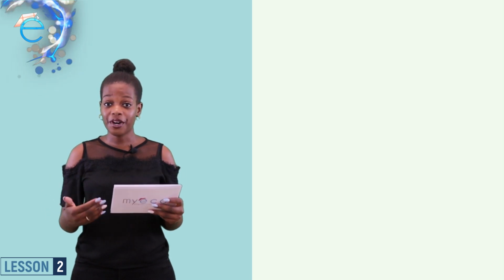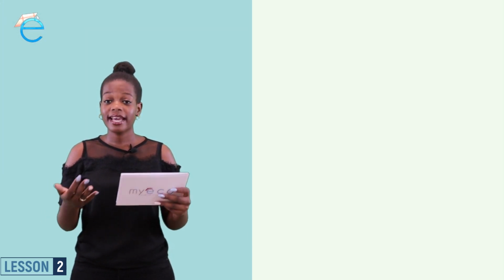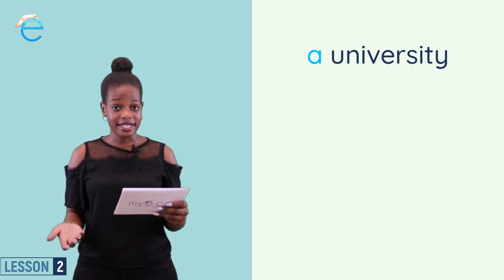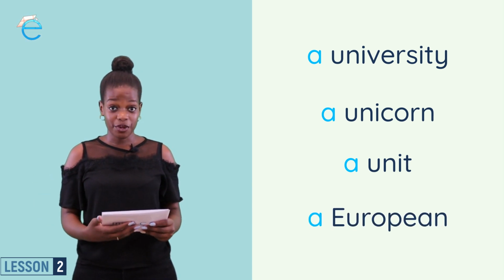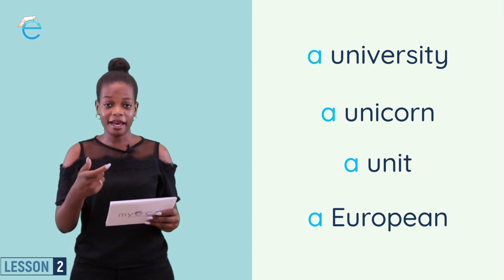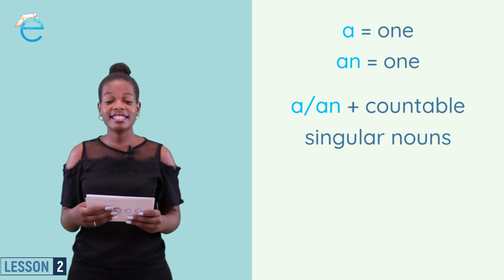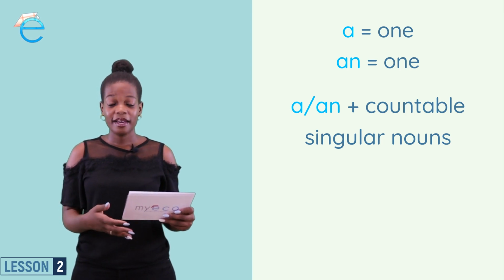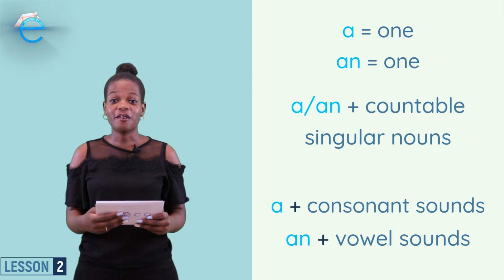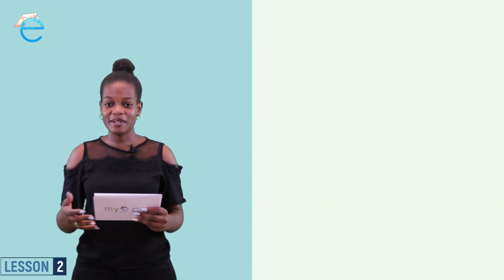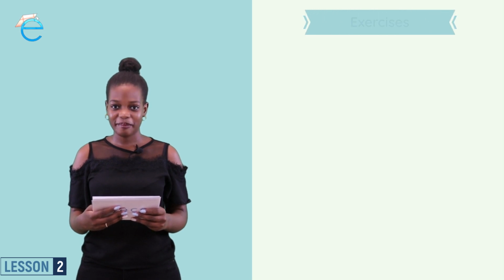The same goes for some words that start with vowels, but we actually use a. For example, a university, a unicorn, a unit, and a European. All of these words start with vowels, but we sound them like consonants, so we use a. So we know a and an have the same meaning. They both mean one, and I use them before countable singular nouns. I use a before consonants and words that make a consonant sound, and I use an before vowels and words that make vowel sounds.